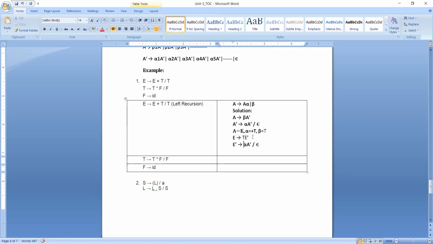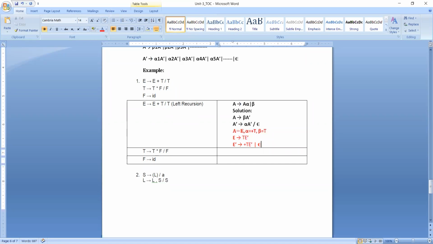What is alpha? We have plus T. A dash in the sense E dash, or epsilon. Understand? So this is how we are going to remove the left recursion present in my production. You can see here, this is the result which we get after removing the left recursion.